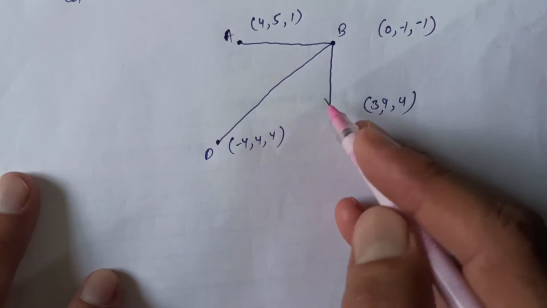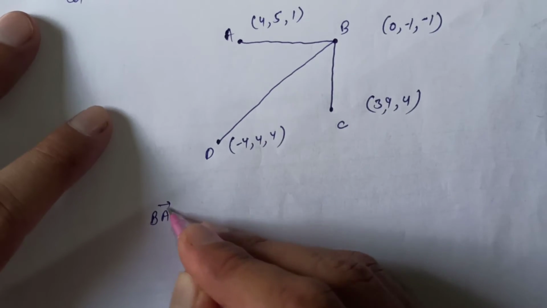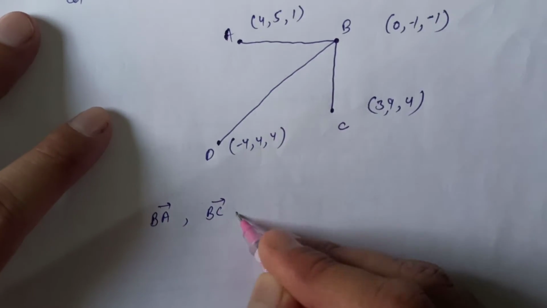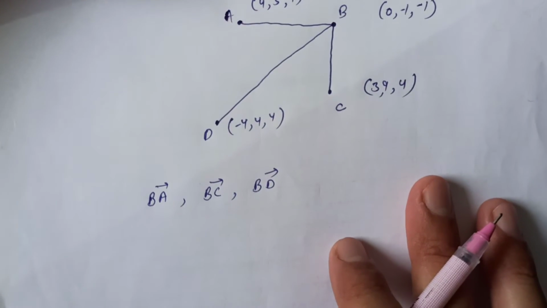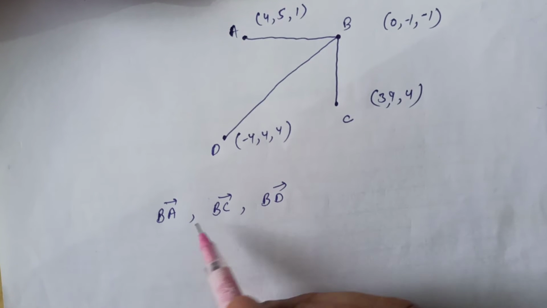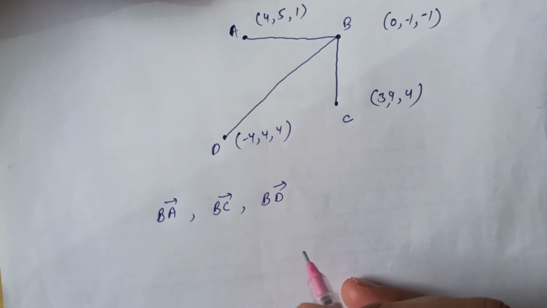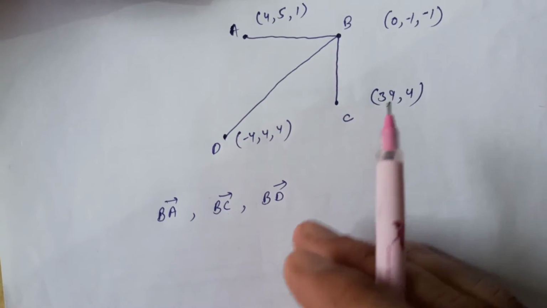तो हमारे पास 3 कॉन्करेंट एजेस क्या क्या हो गए, दैट इज BA, BC and BD. Now these vectors will be coplanar if and only if scalar triple product of these 3 vectors is 0 and consequently these 4 points will also be coplanar.